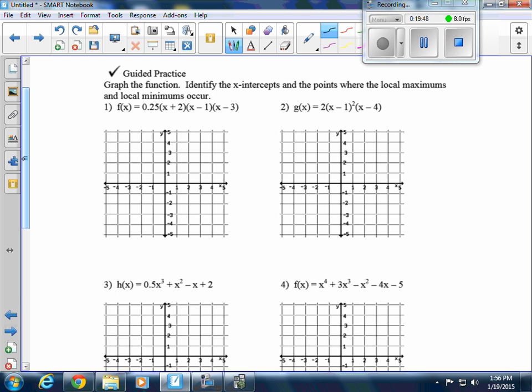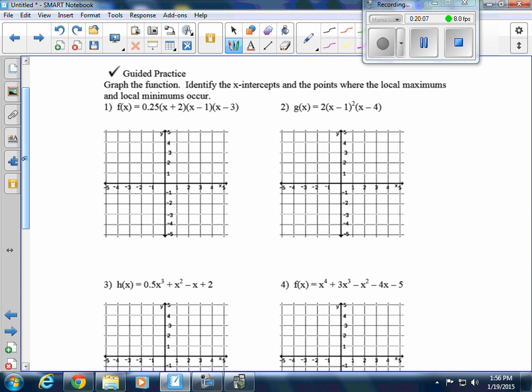All right, so here are some of the guided practice questions. Let's do the first two together, and then I'll give you a chance to look at a couple of those. Again, because we want to look at what happens here at some of these points.